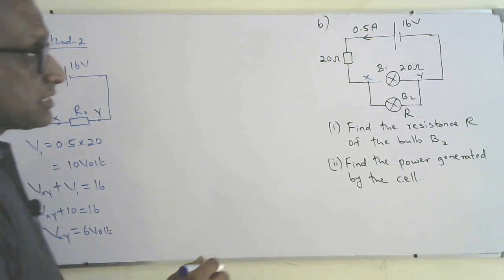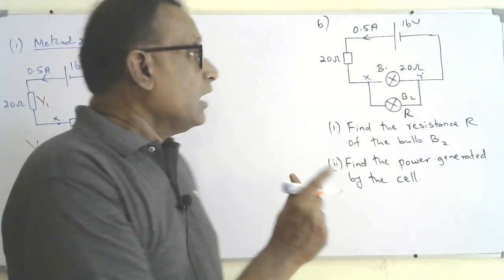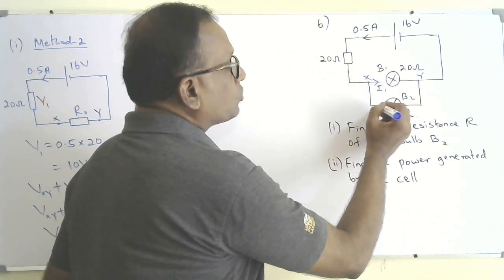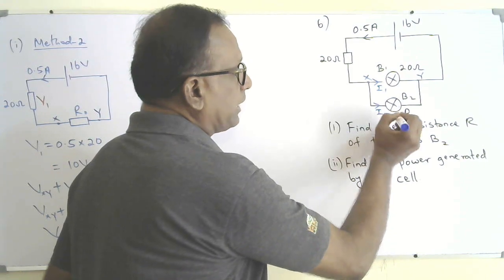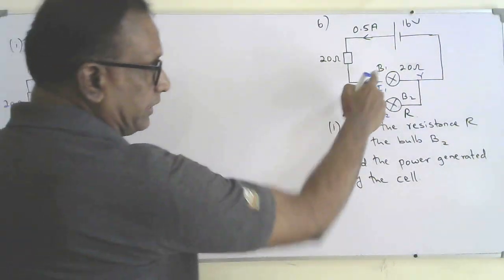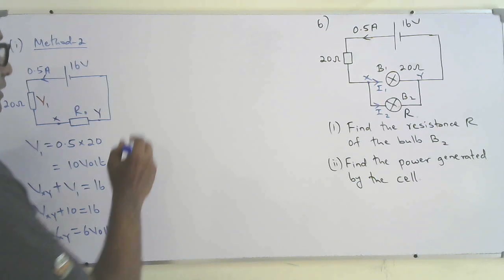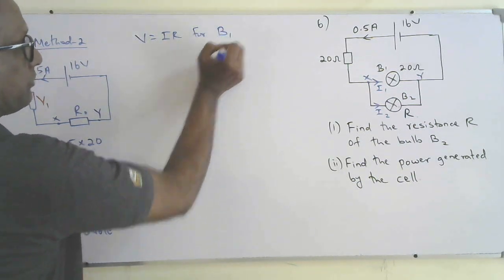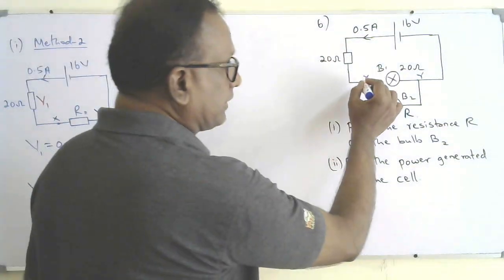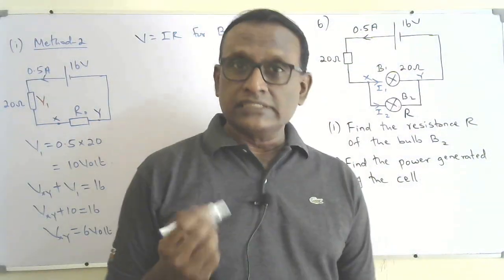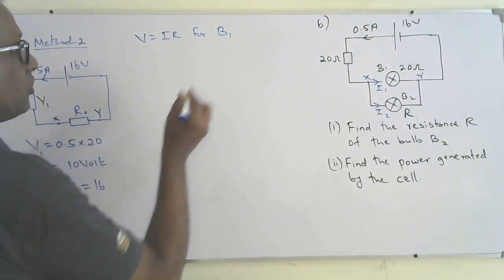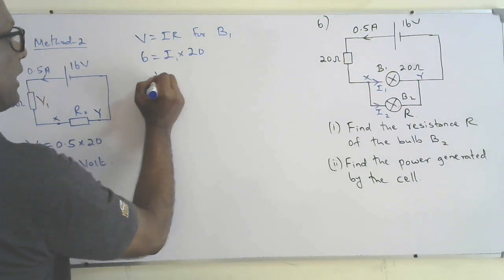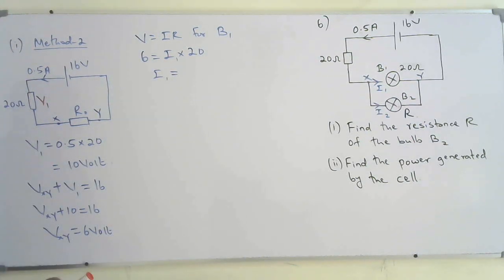So I know the voltage across the junction, right? I can say the current through the bulb B1 is I1. So I can find I1 by using V equals IR for the bulb B1. This is a little longer method, right? I know the voltage across the bulb B1 is the same as the voltage across the junction that I already found, 6 volt. So 6 equals I1 times 20. Find I1, the current through B1.